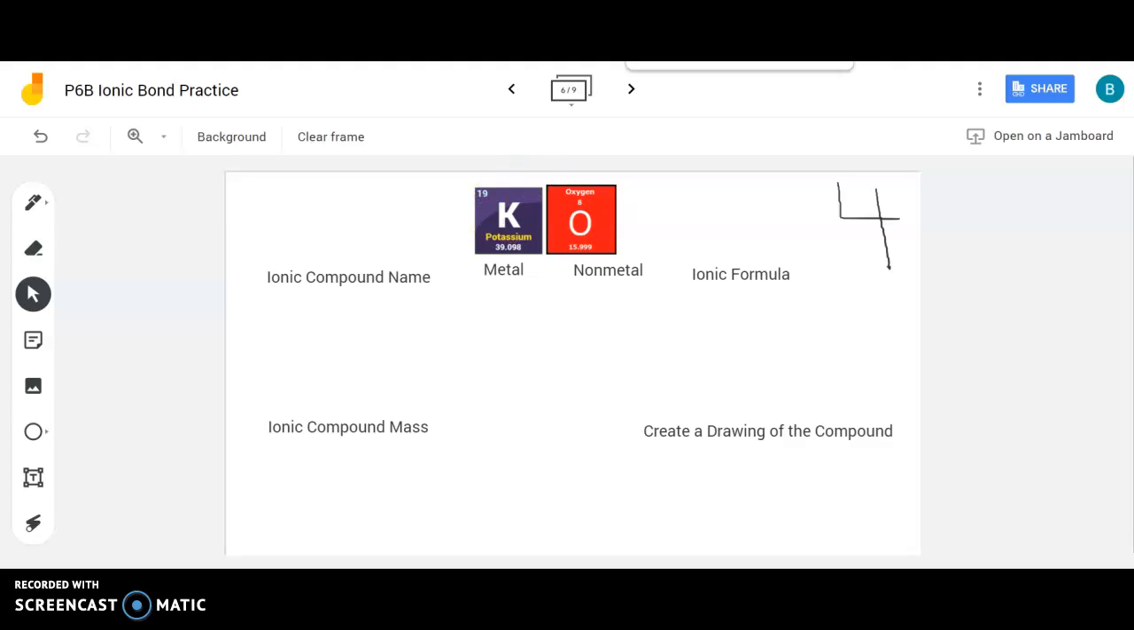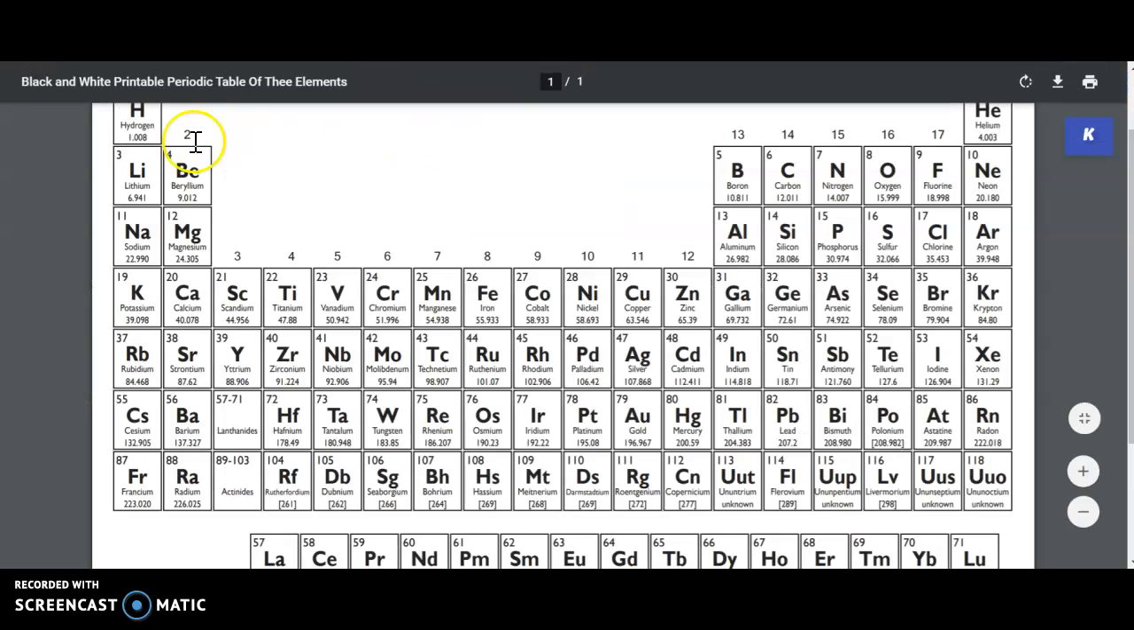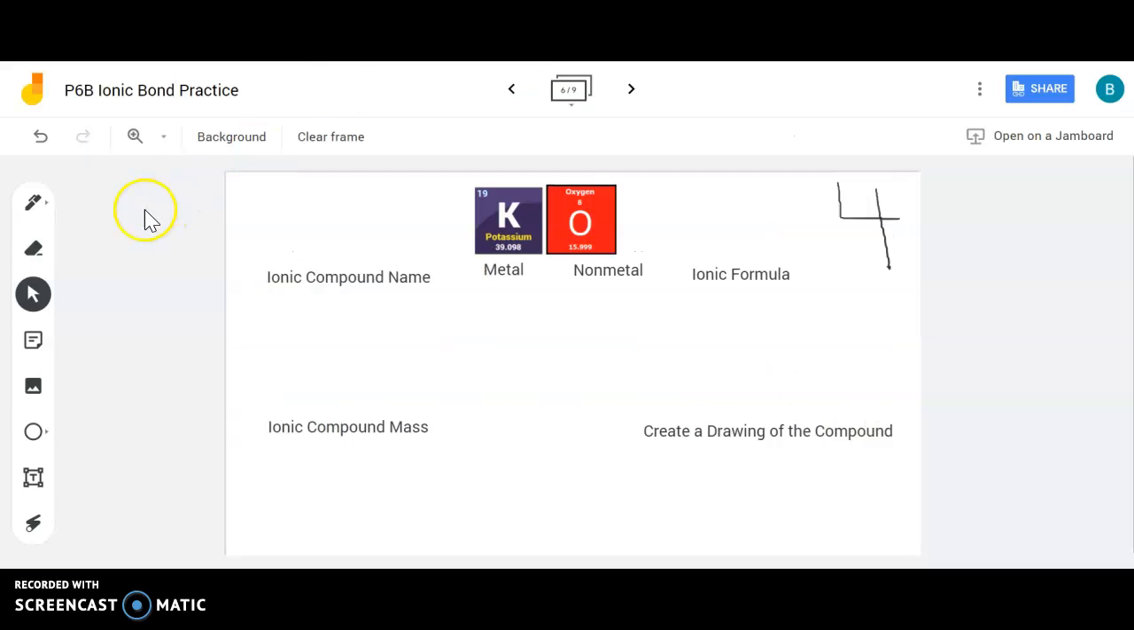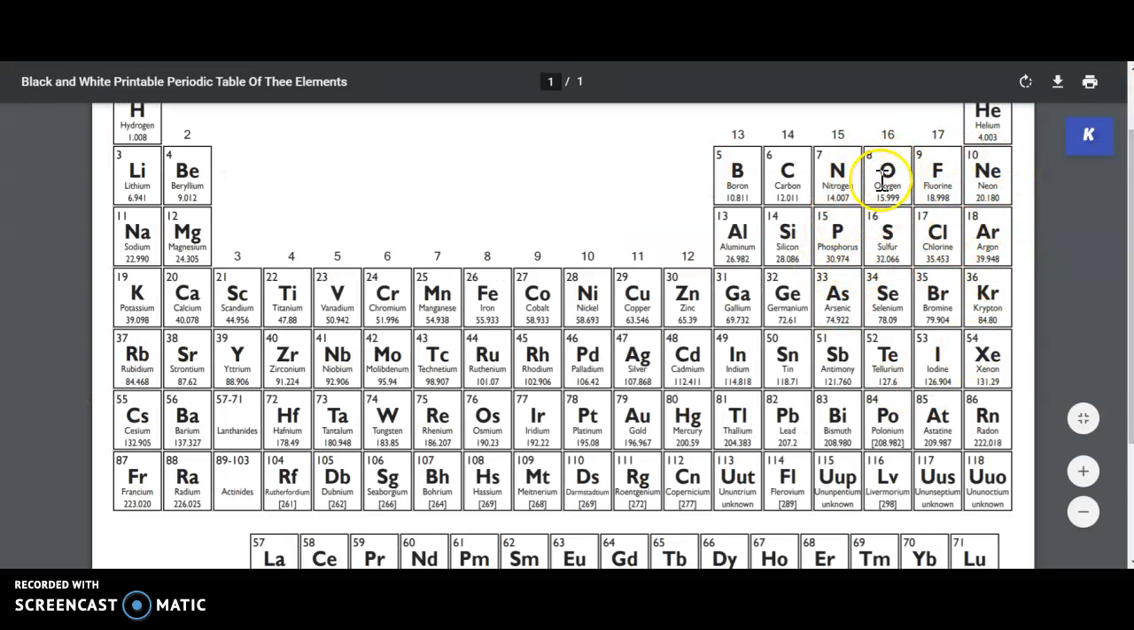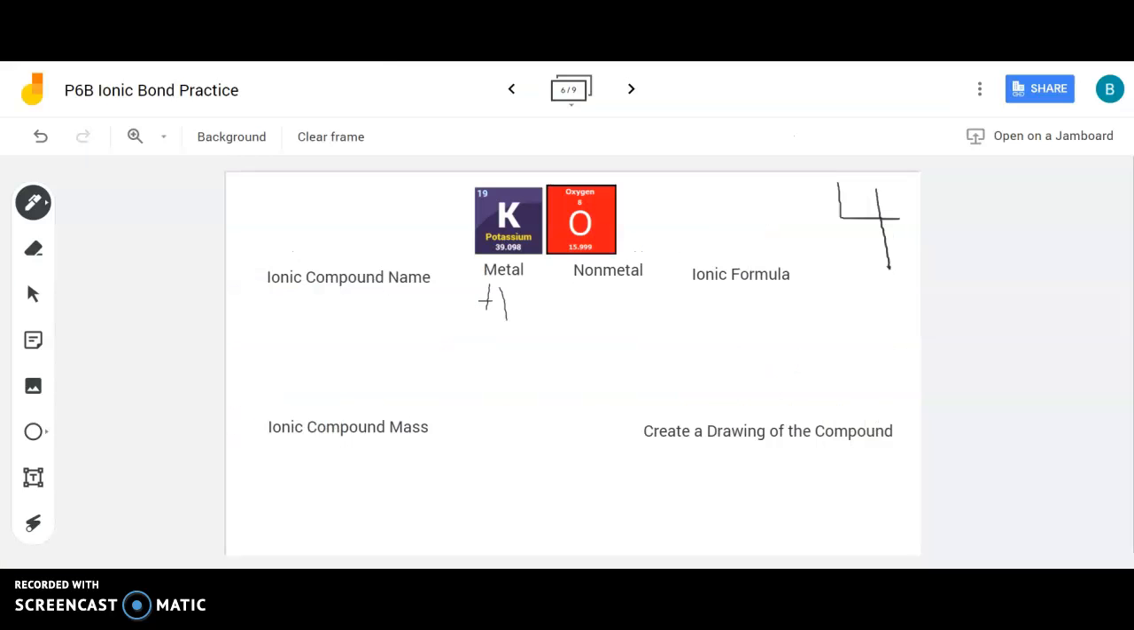So potassium, looking at the periodic table, is in group 1, meaning it has one valence electron. So it's going to have a charge of +1 as a cation. So we're going to put a +1 charge. Oxygen is going to be on the right side of the periodic table. Oxygen is in group 16. That means it has 6 valence electrons, and it wants to get to 8, so it's going to need 2 more electrons, and it's going to get a -2 charge.